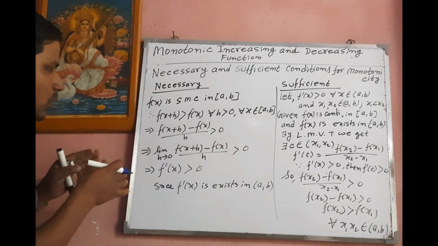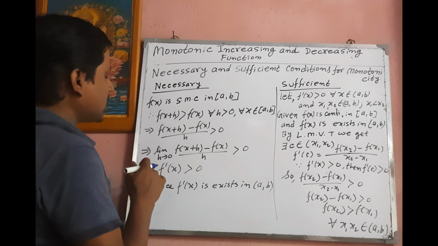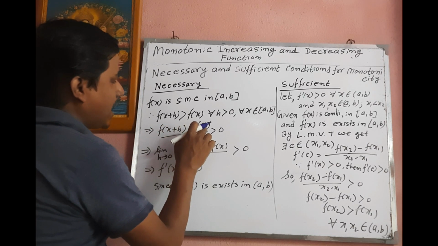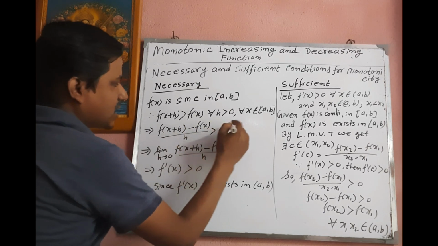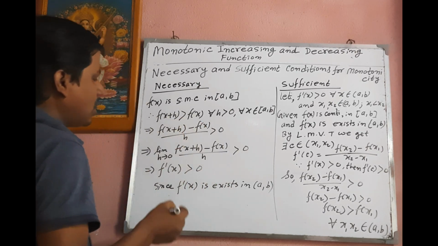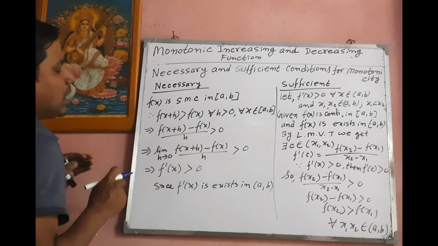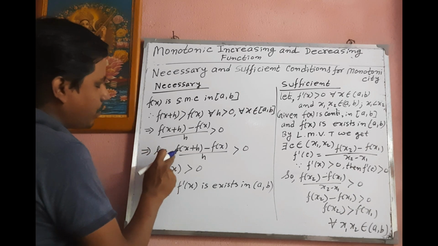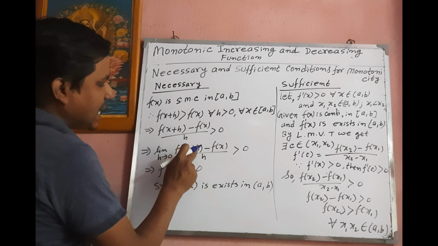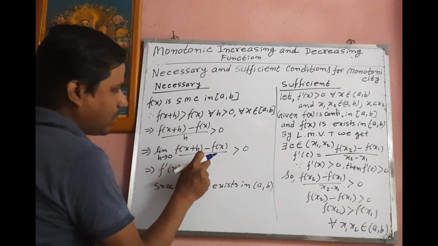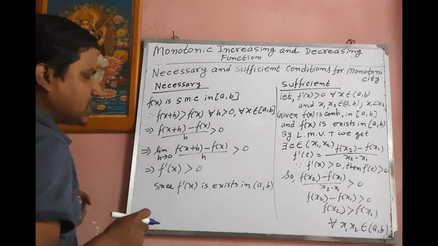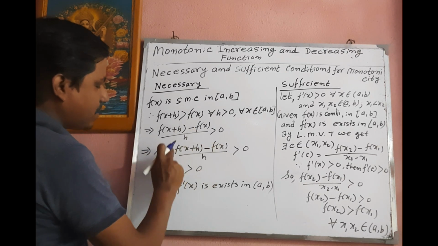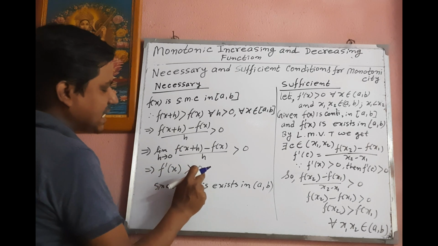So in this way, the next part we can say (f(x+h) - f(x))/h is greater than 0. Now if we introduce a limit, then we get the limit as h tends to 0 of (f(x+h) - f(x))/h is greater than 0. By the definition of f'(x), we can say this is f'(x). So f'(x) is greater than 0.